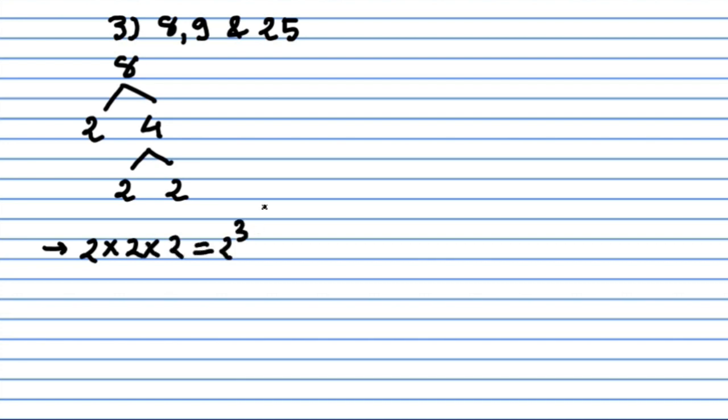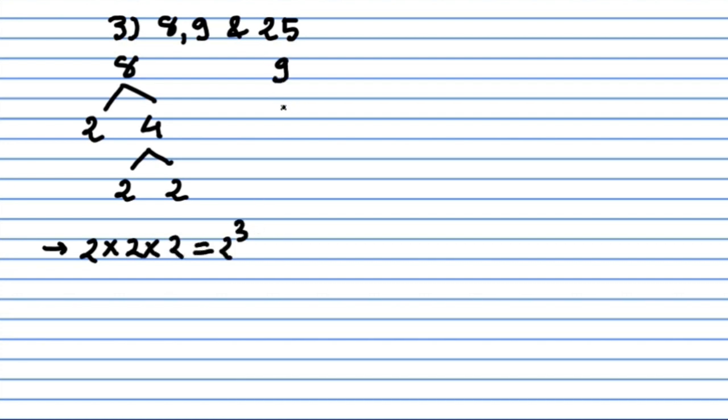The numbers are 8, 9 and 25. So let us start with 8. We know 8 is an even number, so we can divide it by 2. The quotient will be 4. Then 2, 2. Now we cannot divide 2 further. So the factors are 2 into 2 into 2, which means it is 2 cube.